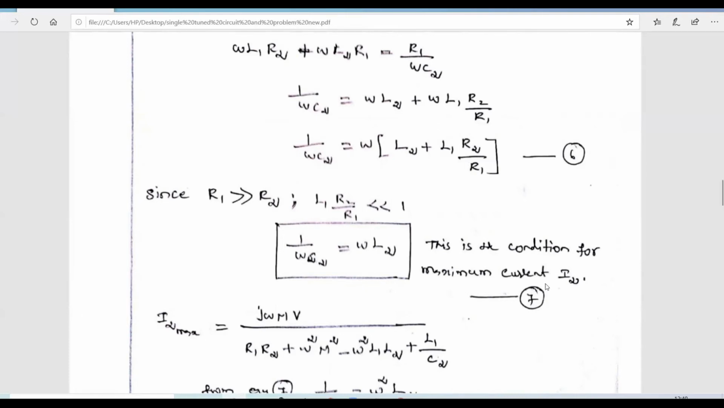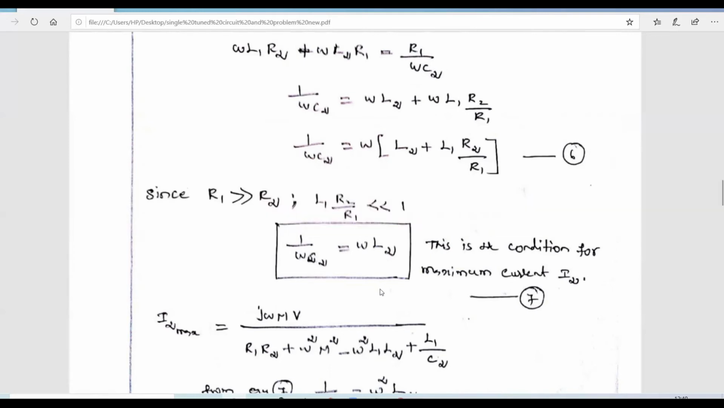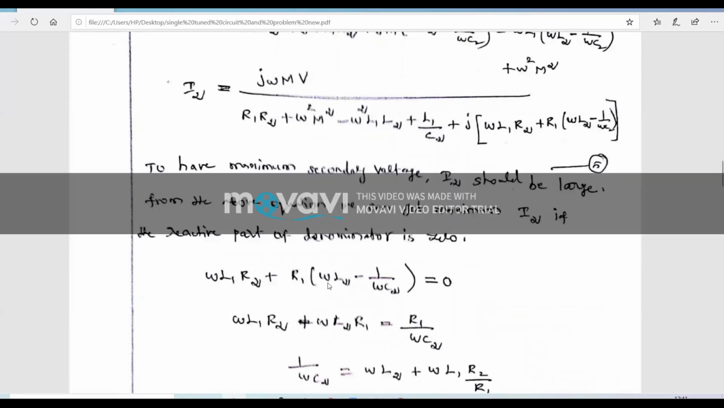What is the condition for maximum current? The reactance of the capacitor C2 is equal to the reactance of the secondary inductance. This is the condition to get the maximum current. Now substitute this condition in the I2 equation, equation number 5. If you substitute omega L2 equal to 1 by omega C2 in equation number 5, the imaginary part tends to be 0.